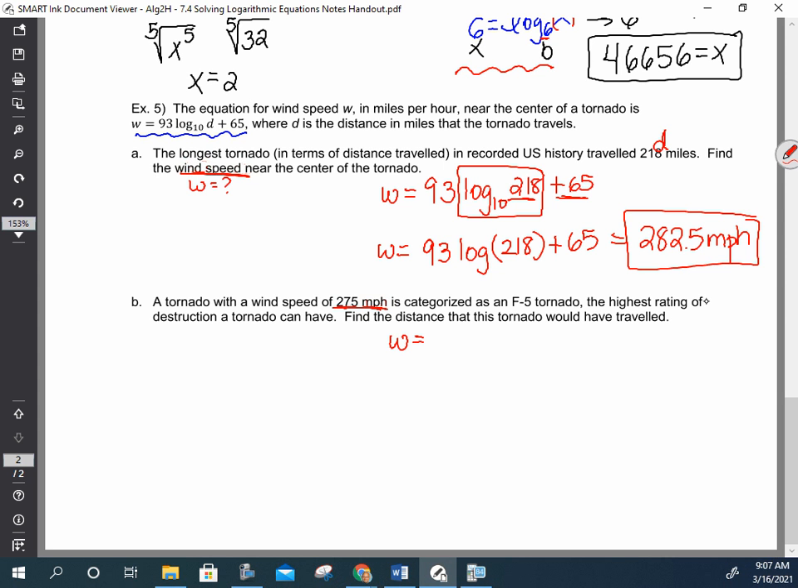So we're still using the same formula. Log base 10 d equals 3 plus 65. But this time, now we know the wind speed, we don't know the distance. So now we know the wind speed. This is our setup so far. Any questions, comments, concerns before we move on? Give some people a moment. See some people still writing.